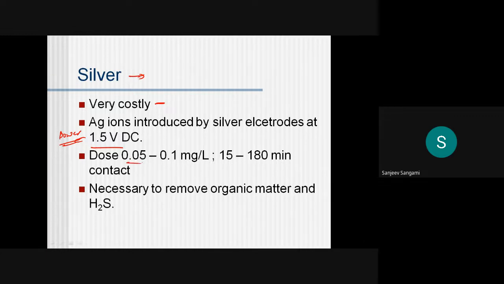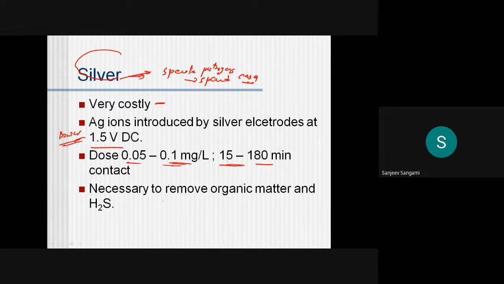A dose of 0.05 to 0.1 milligram per liter is recommended in some specific cases, where silver is recommended only for specific pathogens and special cases, and the contact time should be 15 to 180 minutes.